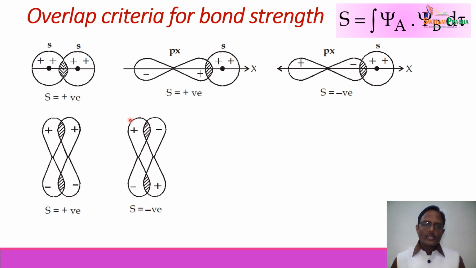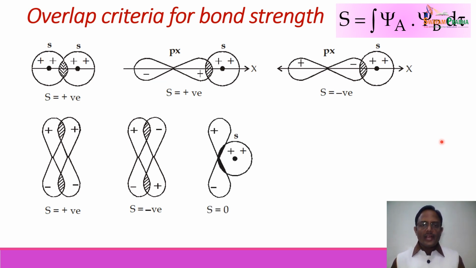Suppose the positive lobe of one orbital is overlapping with the negative lobe of the other and vice versa. We will find that the S value comes out to be negative in both the cases, and such overlapping is forbidden, it will not take place.